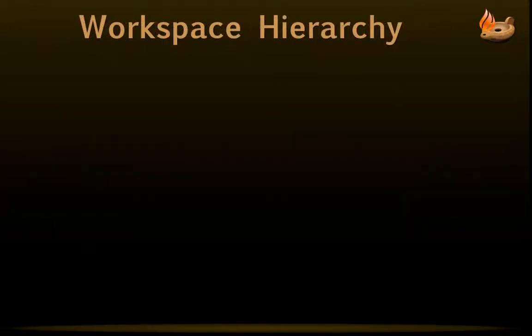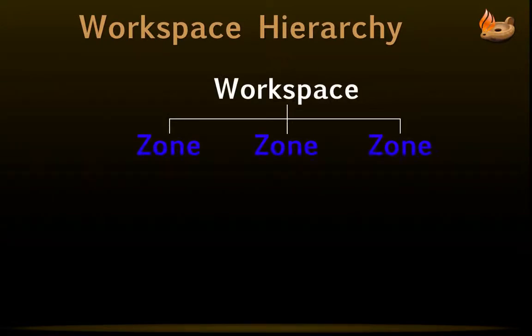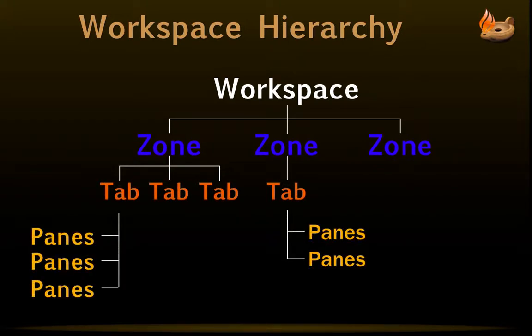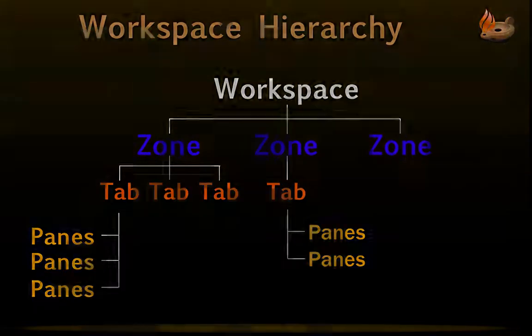Here's another way to think of these components, in hierarchical order. A workspace may be divided into one or more zones, each of which contain multiple tabs. Each tab, in turn, may have multiple panes. Perhaps looking at some sample workspaces will help make this more practical.